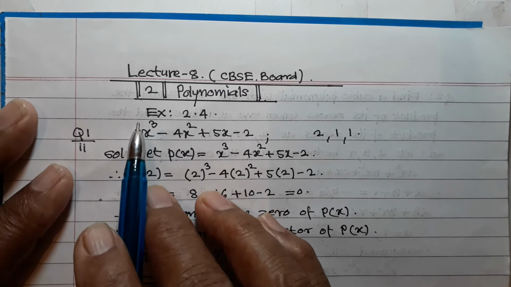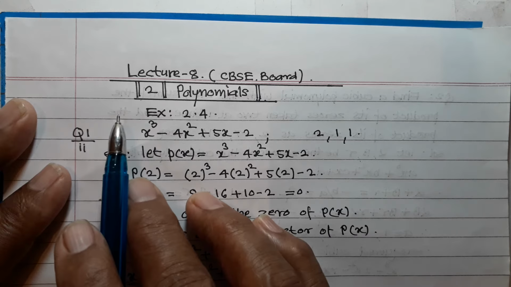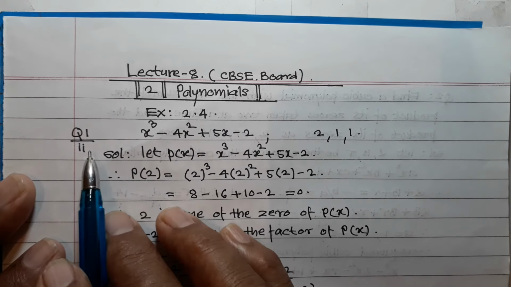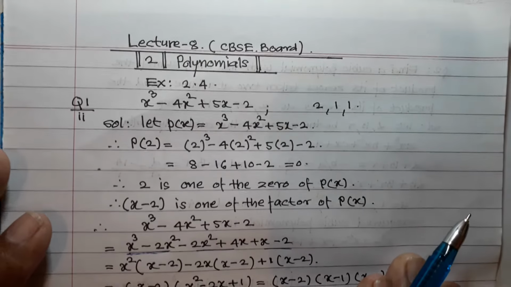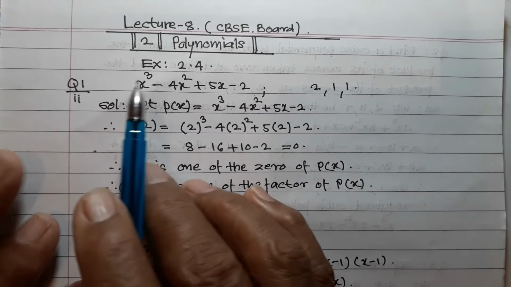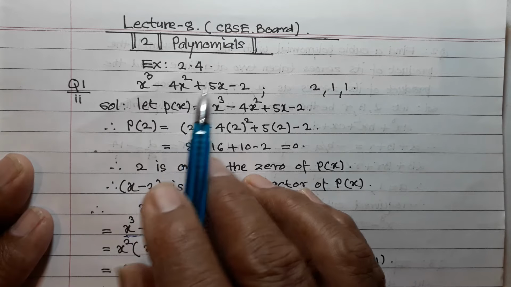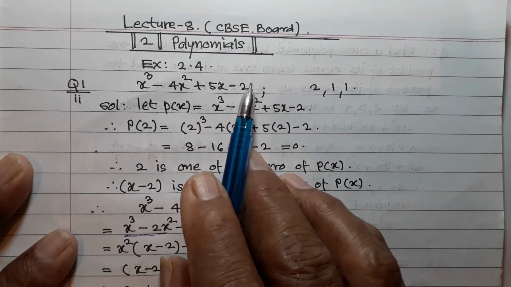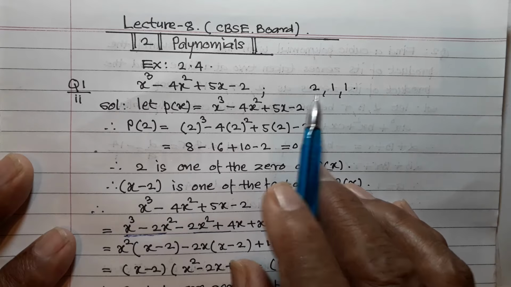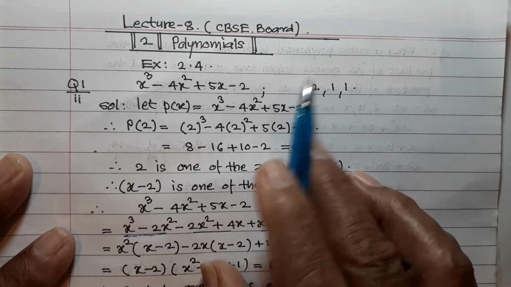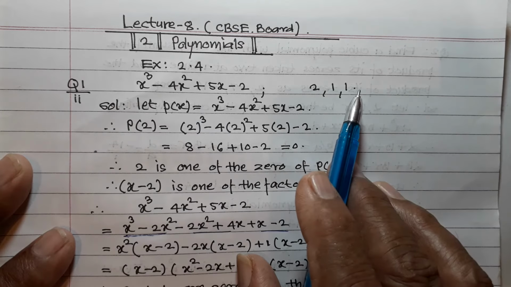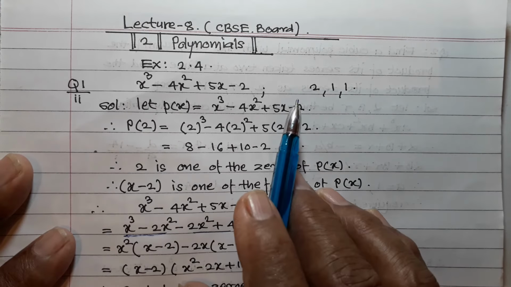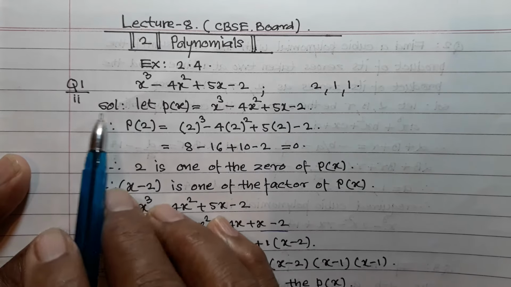In this lecture, I am going to explain some examples from Exercise 2.4, question number 1, 2: x cube minus 4x square plus 5x minus 2. This is the given polynomial, and 2, 1, 1 are claimed to be the zeros of the polynomial. Now you have to decide whether these are zeros or not. Okay, so try to understand.